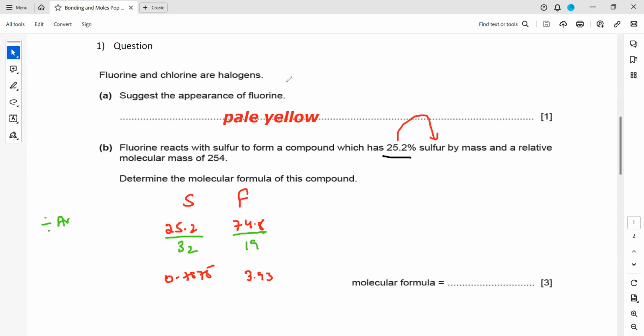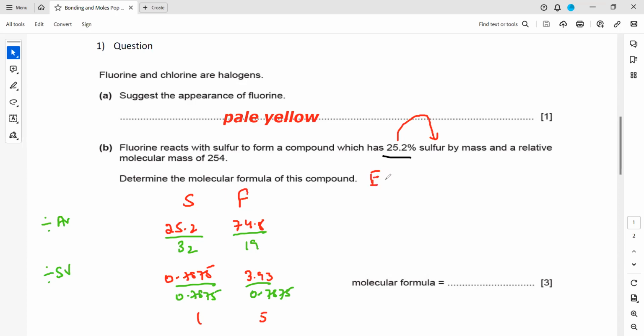3.93. Then the second step, we divide by the smallest value in the combination. Which one is the smallest value? 0.7875 is the smallest value. So we divide both of them by 0.7875. So this will be 1, and 3.93 divided by 0.7875 will be 5.